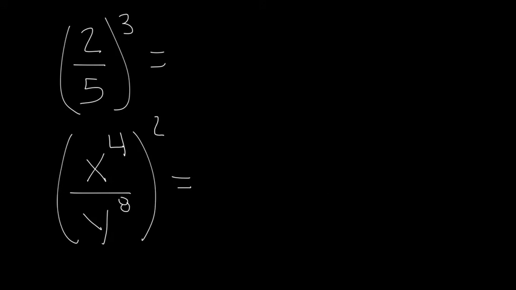Okay, a couple other examples here with the fractions. These are a little bit simpler here. In this case, we are going to be taking this exponent and distributing it to both the numerator and denominator here, so that this will become 2 to the 3rd power over 5 to the 3rd power.